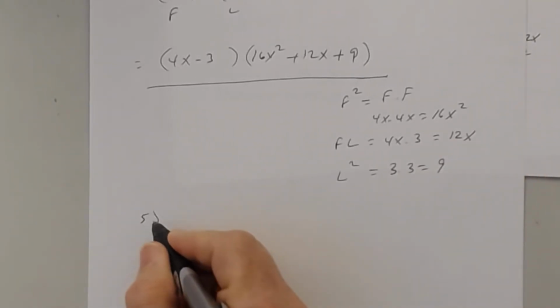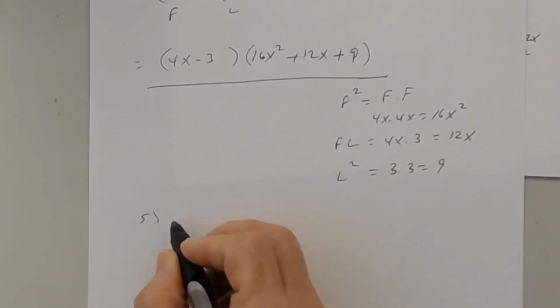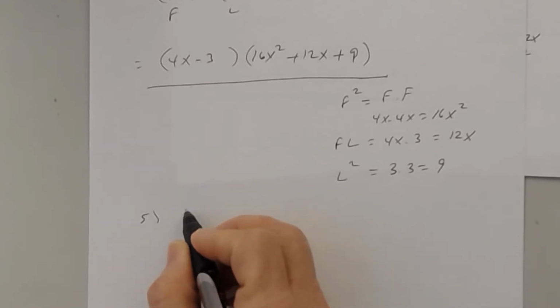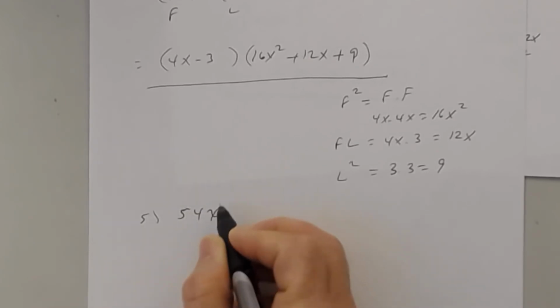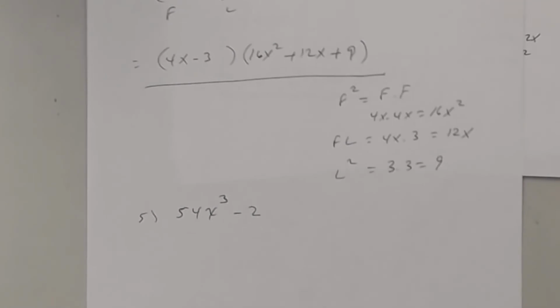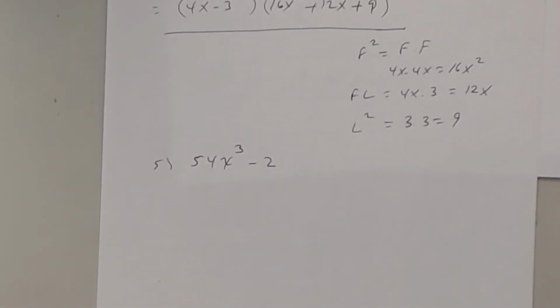Number 5. What about this one? Let's think about this one. You have 54x cubed minus 2.